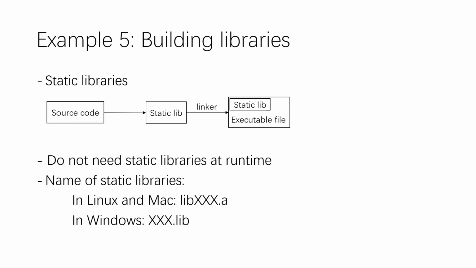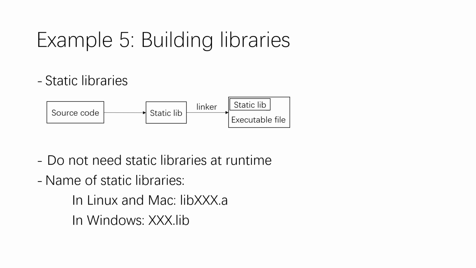Now we know how to generate executable files. But in real projects, we often write and generate libraries. So in this example, we will see how to build libraries. First, let's have a quick review. There are two kinds of libraries, static libraries and dynamic libraries. For a static library, it will first generate the lib. Then the linker will copy the content in the lib into the executable file. So we don't need the static library at runtime. That means if we delete the static library, we can still run the executable file.